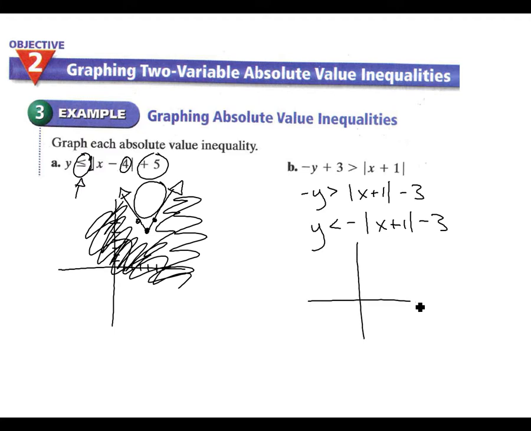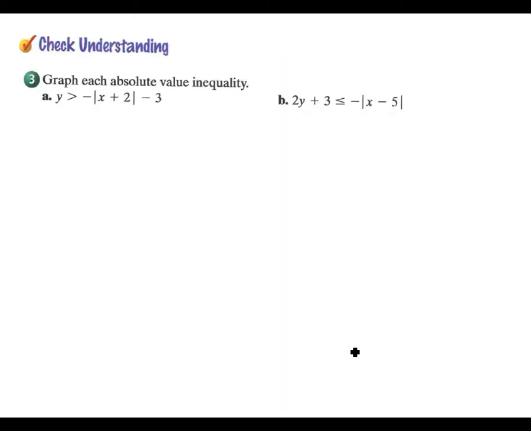Let's go ahead and graph it. My vertex is at -1, -3 down here. And my slope is -1. So I'm going to go down 1 over 1, down 1 over the other direction, and I'm going to dash my lines. And y is less than, so where are we going to shade? We're going to shade below the dashed line, so we're in here. Okay, that's going to be our complete graph. See if you can do the exact same steps on 3A and B.